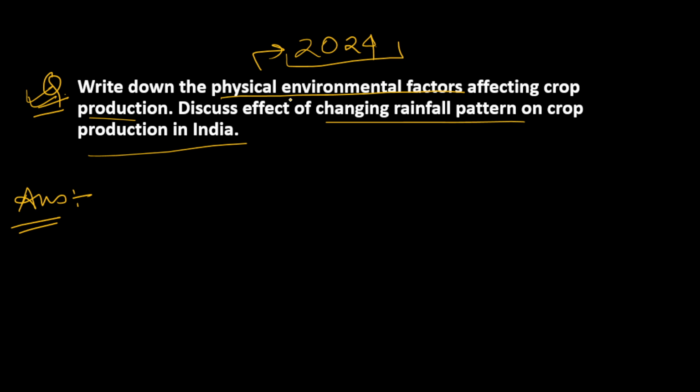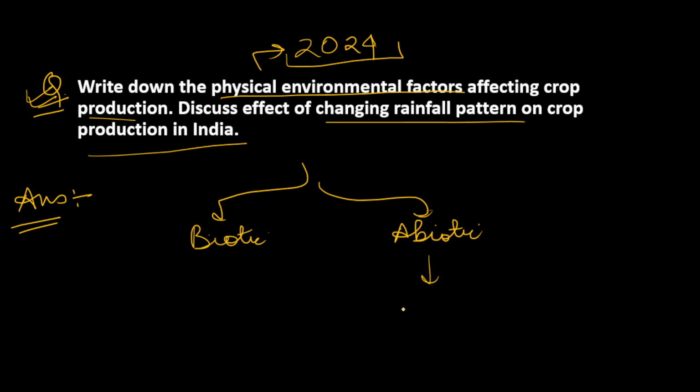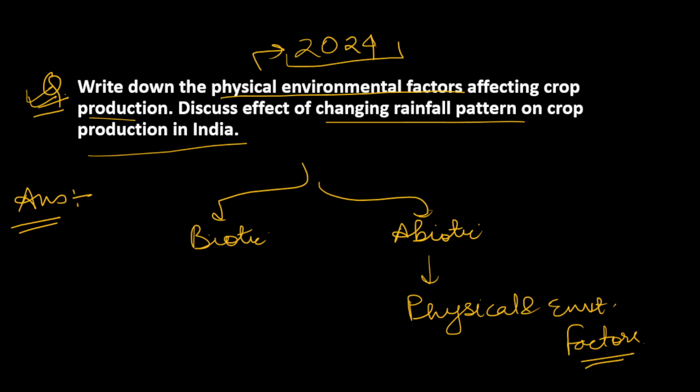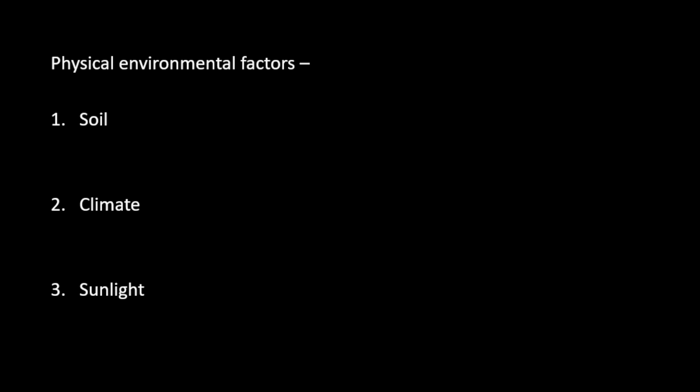So we all know that there are various factors on which crop production depends. There are various biotic factors and there are various abiotic factors. And in abiotic factors there are various physical and environmental factors on which crop production depends. So we'll have to discuss these physical and environmental factors, and biotic factors, that are all living factors. For example, soil microorganisms and other things will come in biotic factors. So let's see what the factors are on which crop production depends.